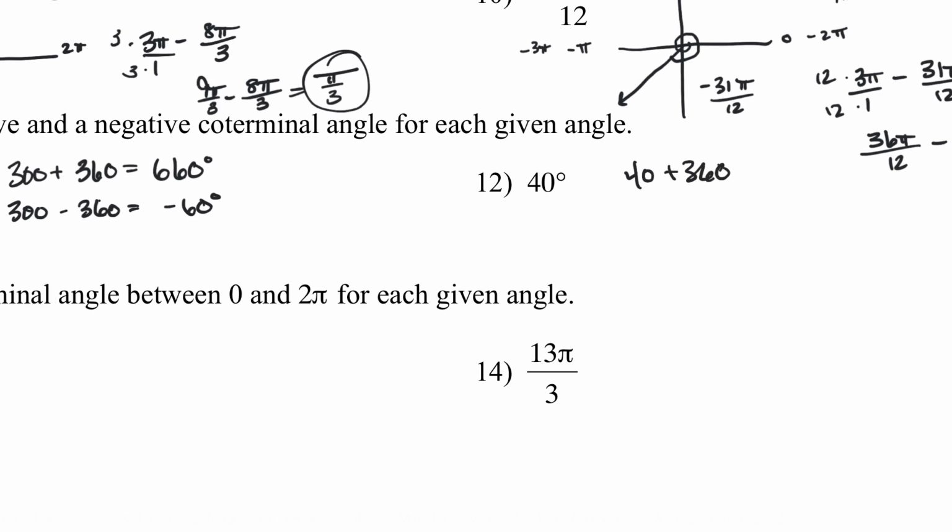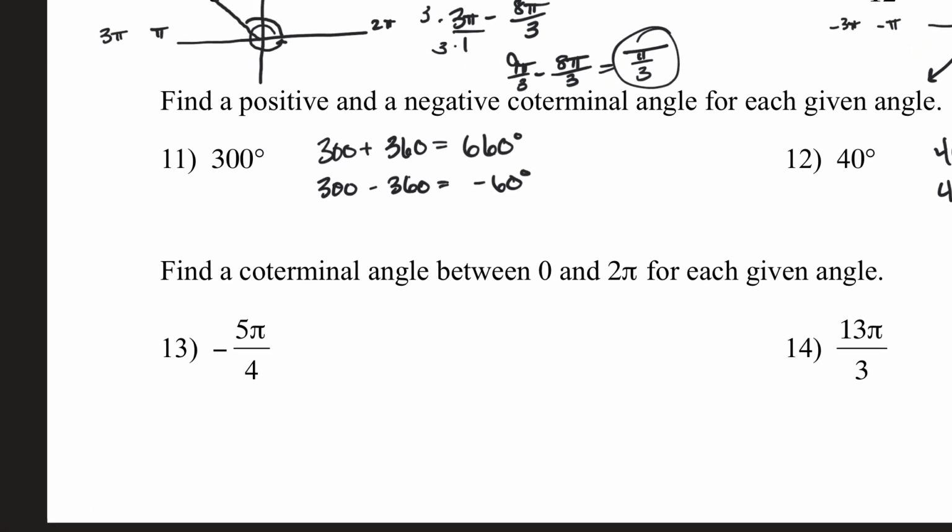For 40, here again, I'm going to add 360 and subtract 360. The downside to this kind of question is if you have a very large positive or very large negative angle, like negative 1,000 or positive 1,200, I might have to add 360 or subtract 360 quite a few times before I get to that value's answer at the end.